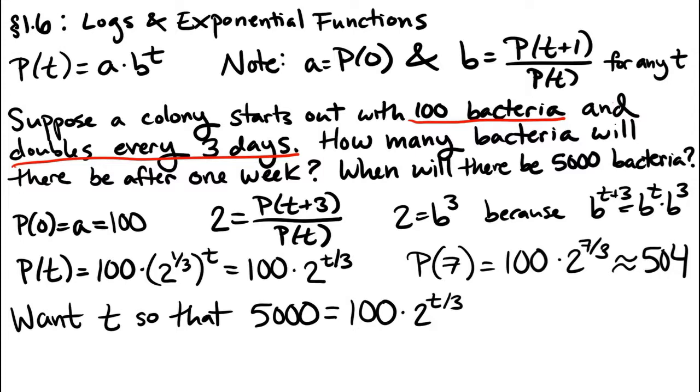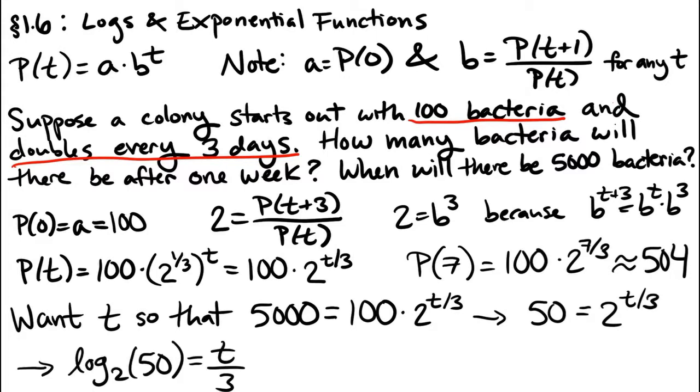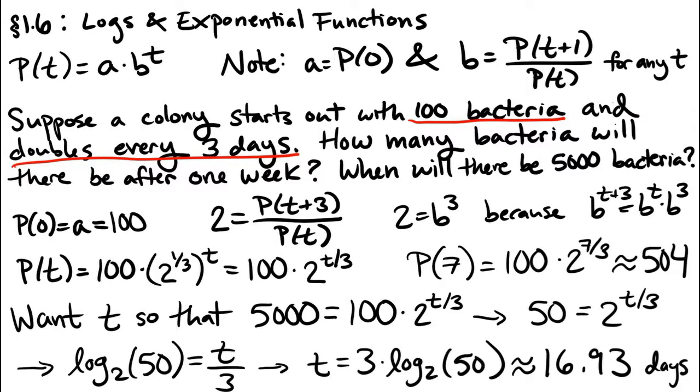We start by dividing by 100. In order to get that t out of the exponent, we need something that undoes exponentiation. We need logarithms. So when we take log base 2 of this equation, on the left we get log base 2 of 50, and on the right, log base 2 undoes the 2 to the, and we just get that exponent, t over 3, by itself. Finally, we multiply by 3 to get that t is 3 times log base 2 of 50, or about 17 days.